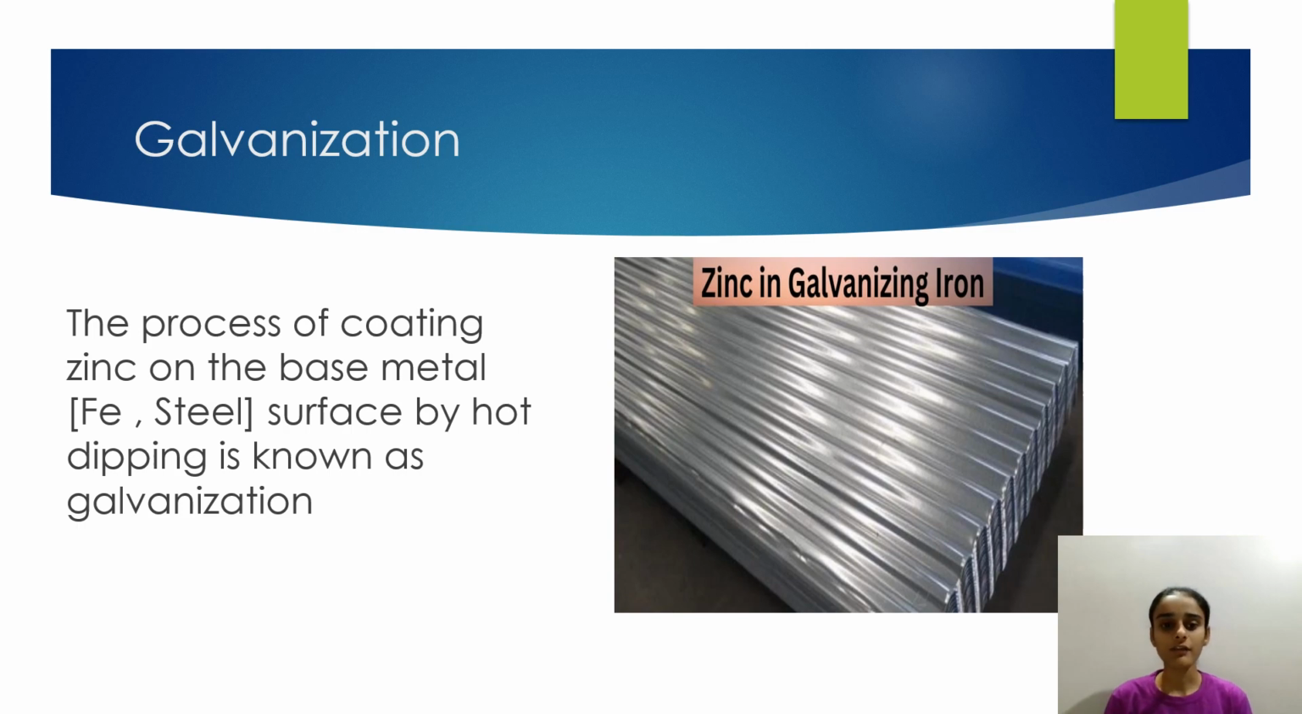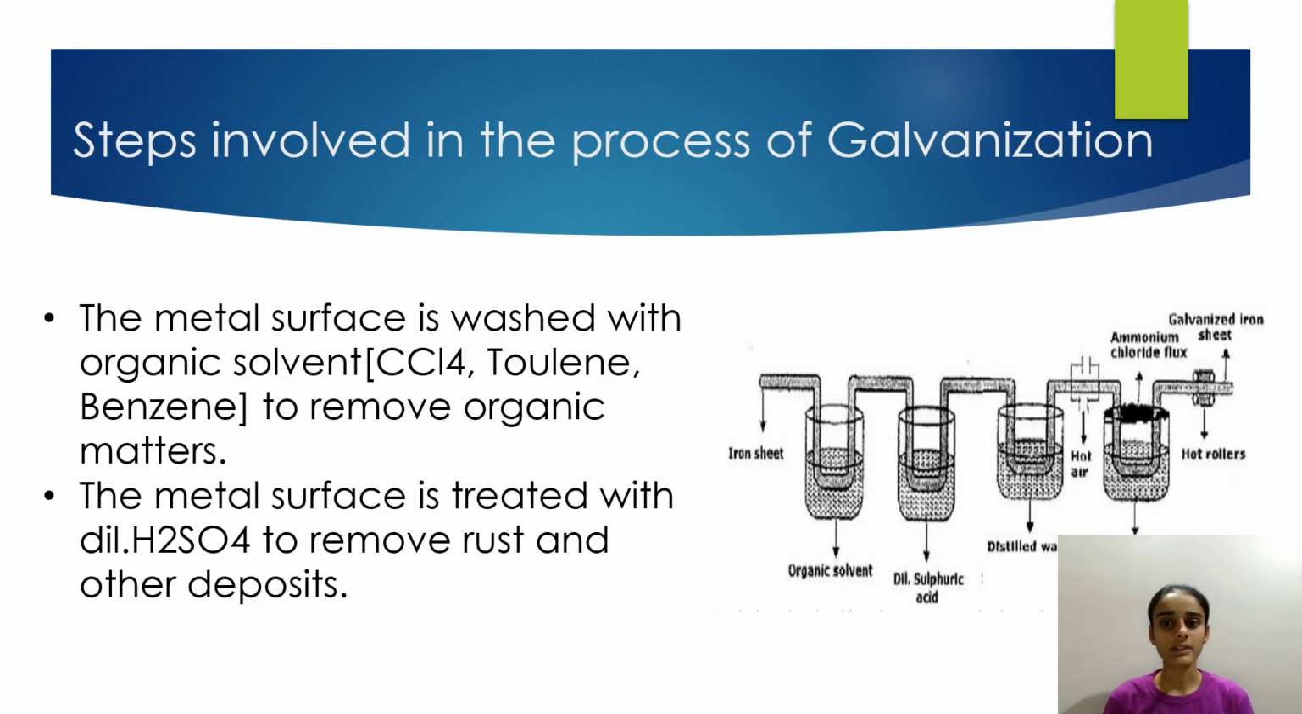Galvanization. The process of coating zinc on base metals like iron and steel surfaces by hot dipping is known as galvanization. Steps involved in the process of galvanization. The metal surface is washed with organic solvents like CCl4, toluene, benzene to remove organic matter. The metal surface is treated with dilute sulfuric acid to remove rust and other deposits.